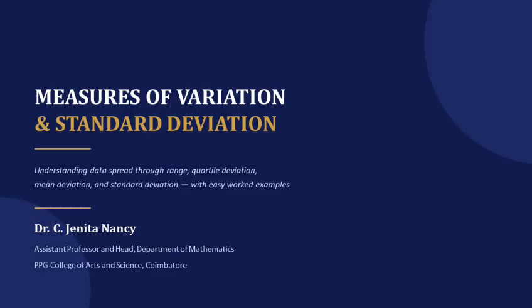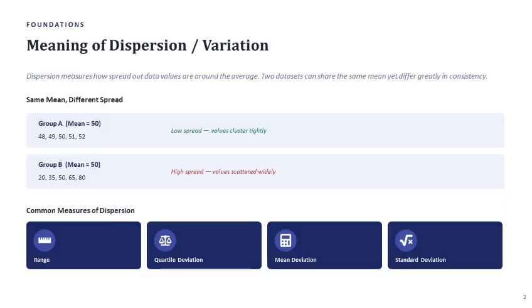Today we are going to discuss measures of variation and standard deviation. Meaning of dispersion: dispersion measures how spread out data values are around the average. Two datasets can share the same mean yet differ greatly in consistency. Now we are going to see an example of same mean and different spread.